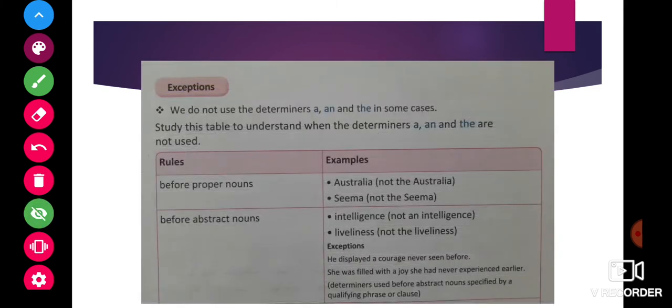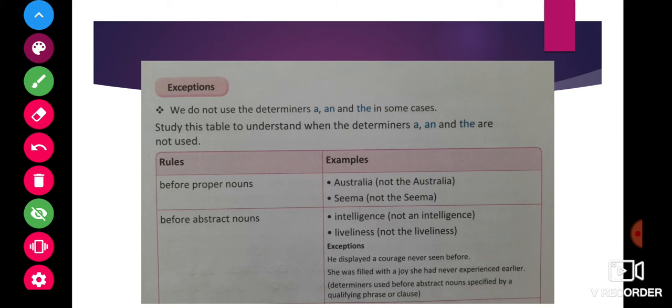Now, we have seen where to use the articles. Now, let us see what are the exceptions. Let us see where we do not use articles. We do not use the determiners a, an, and the in some cases. Let us study this table and understand when the determiners a and the are not used.